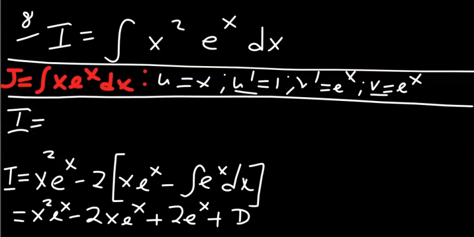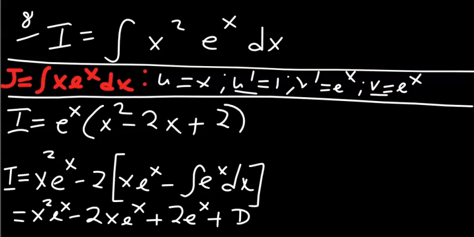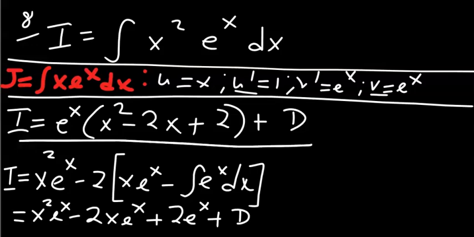One could even simplify it a little. Take the exponential function out, you get e to the power x times x squared minus 2x plus 2 plus the integration constant d. And that's the final answer.